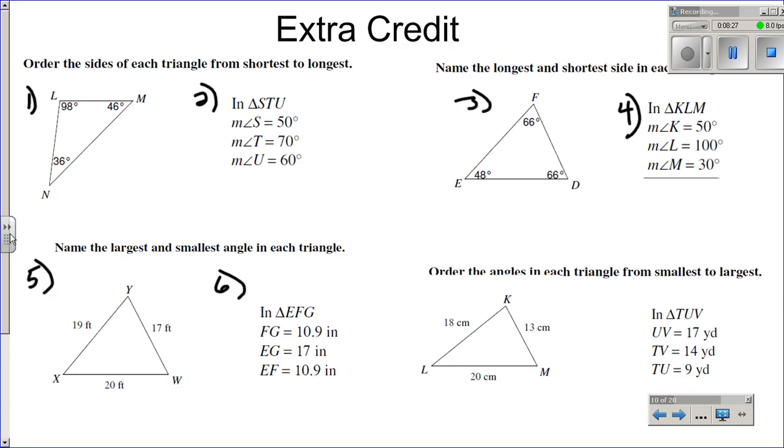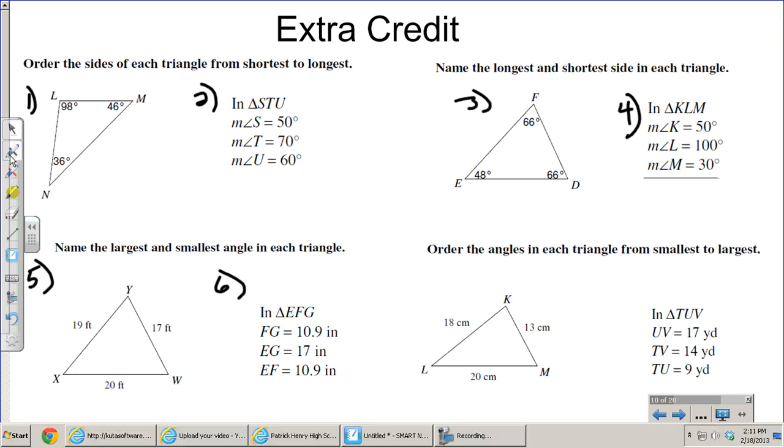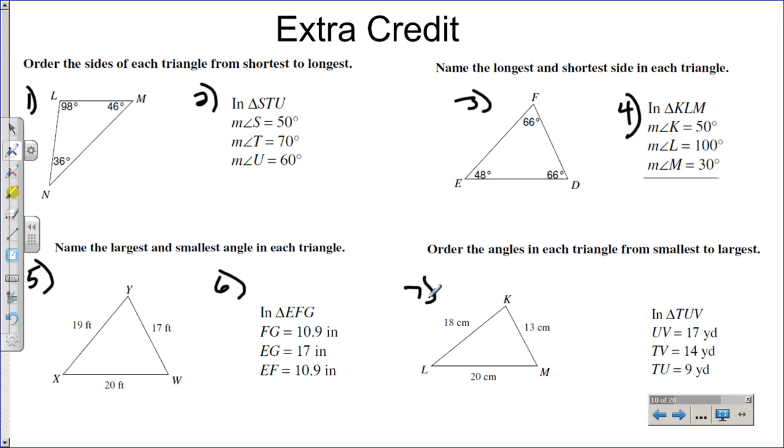And let me move that up for you. That's kind of not shown there. In 7 and 8, you're going to list the angles of the triangle from smallest to largest. Show your charts for each of these, and then write out the answers, turn them into Mr. Riddle, get your extra credit.